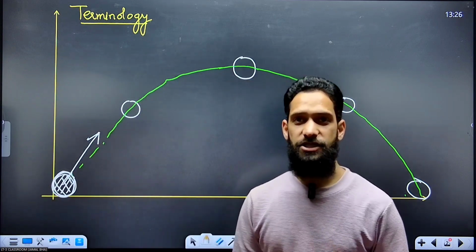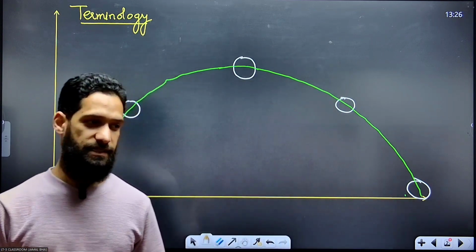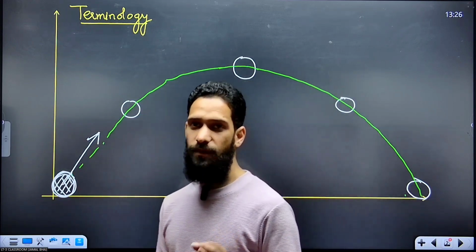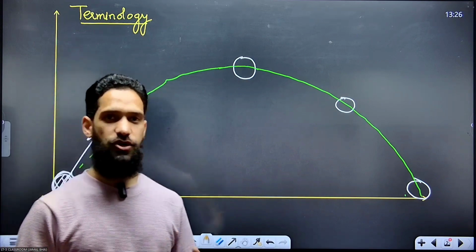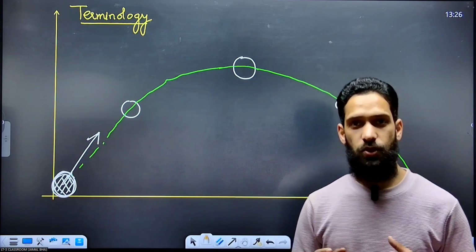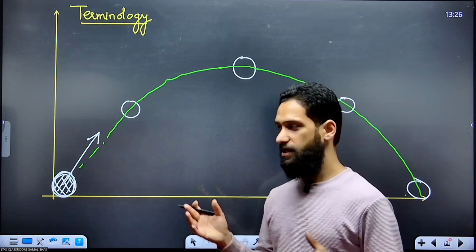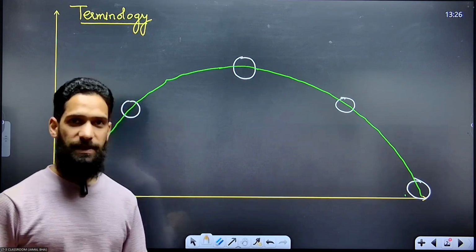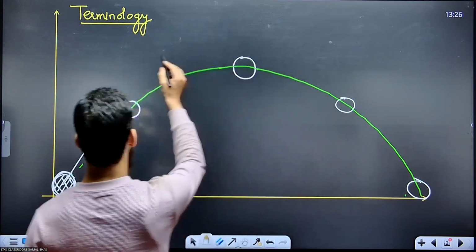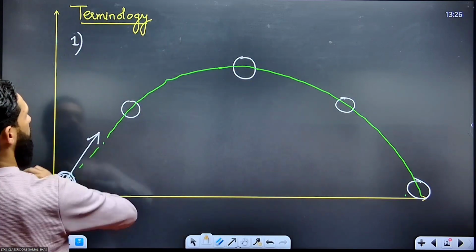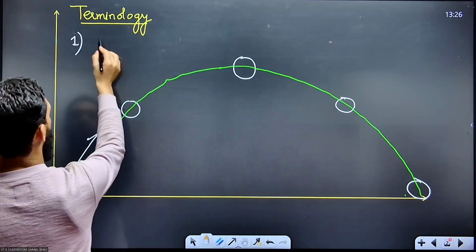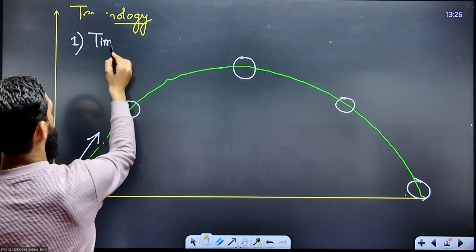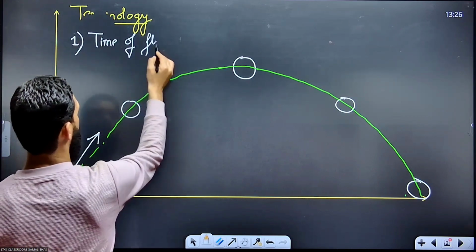Now, when we have understood what a projectile is, we are going to study the motion of that projectile. There is always some basic terminology related to any topic. So let's first of all discuss the terms which are included in this topic. I will write those down. The first term which we will encounter during this topic is time of flight.